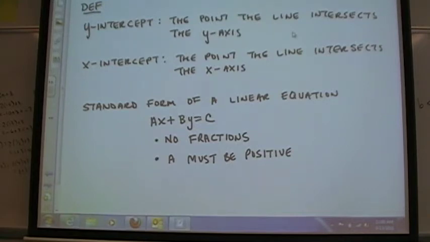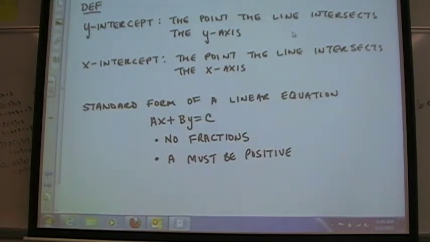Write this down. Definitions. Y-intercept and x-intercept. Y-intercept is basically where you cross the y-axis on a graph. The point the line intersects the y-axis. And the x-intercept is the point the line intersects the x-axis. And we're going to use x and y intercepts when we're graphing in standard form, which is listed below. Any questions about the x and y intercept? Everybody understands that?